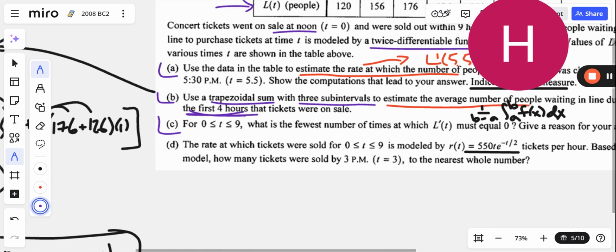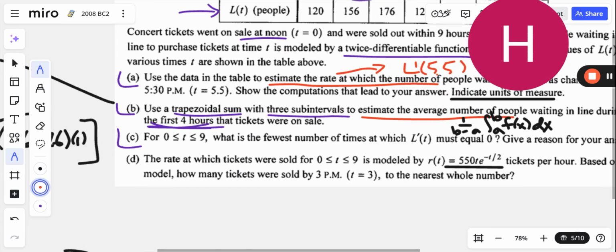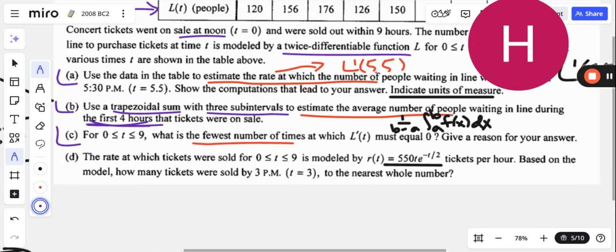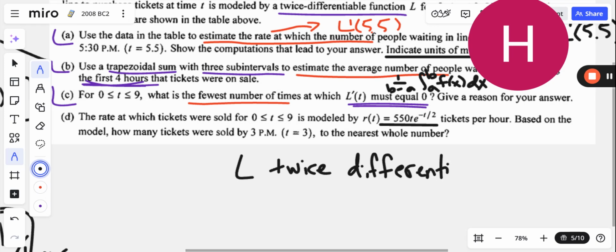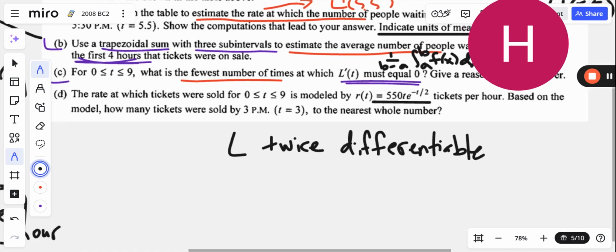Okay, part C says, what is the fewest number of times where the derivative L prime must equal 0? First of all, because L is twice differentiable, well, just from the fact that it's differentiable once, we know that it satisfies the mean value theorem. L satisfies MVT.